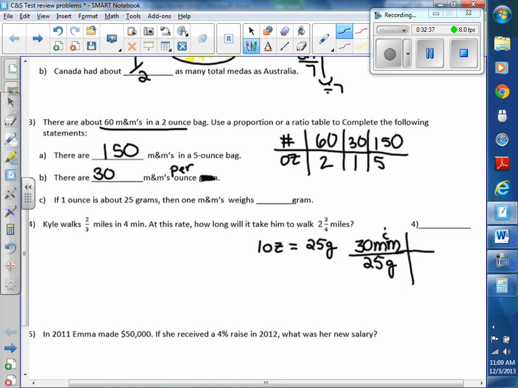Reversed of what you said. 25 divided by 30. So this would be 25 divided by 30. So that's 5/6, right? You get that? So 1 M&M weighs 5/6 of a gram. So that's like the conversions in Unit 3, where they would give you some kind of conversion. We okay with that? Going too fast?